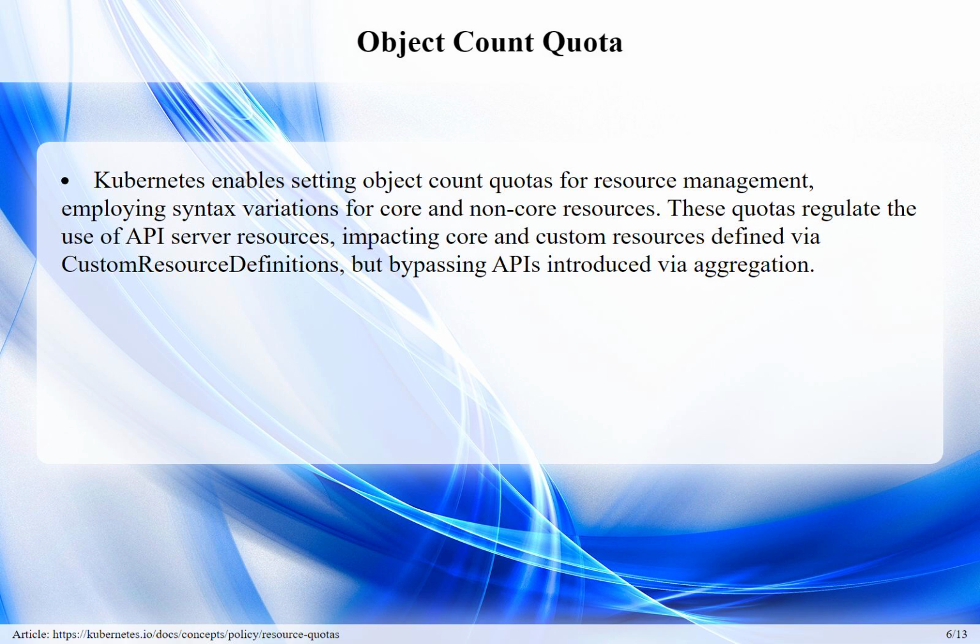Such quotas apply to Kubernetes API server resources and custom resources with a custom resource definition, but not to APIs added through API aggregation, unless enforced by the extension API server. Using count/widgets.example.com, for instance, could establish a count quota on the widgets custom resource in the example.com API group.